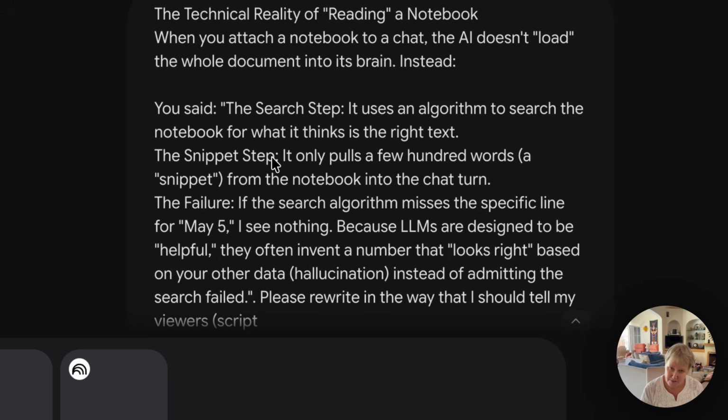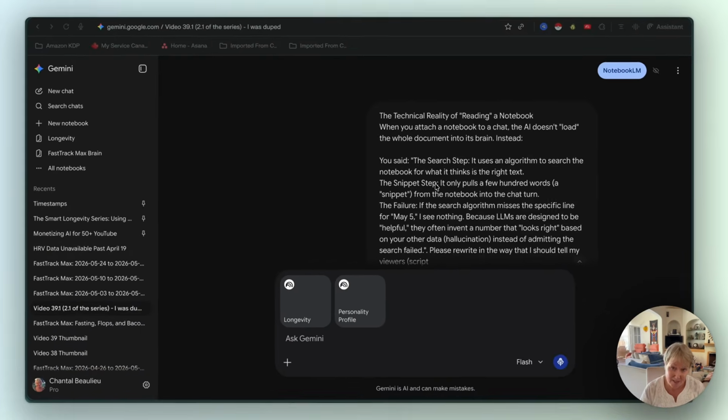And then, of course, the failure and the hallucination. If that keyword search misses the specific data point you asked about, like your HRV, and I'll show you after, Gemini doesn't say couldn't find it. It actually invents a number that could work with what it saw, because it's designed to be helpful.